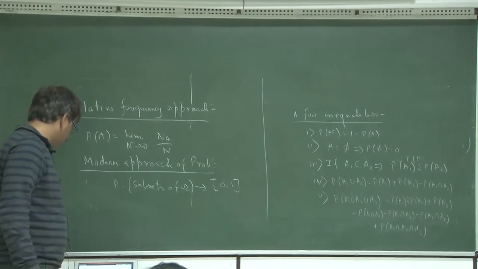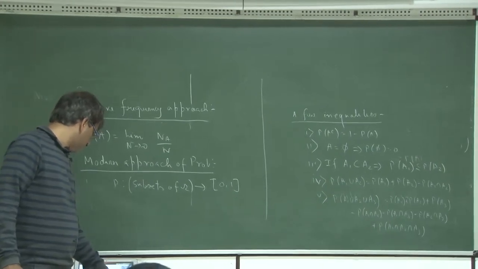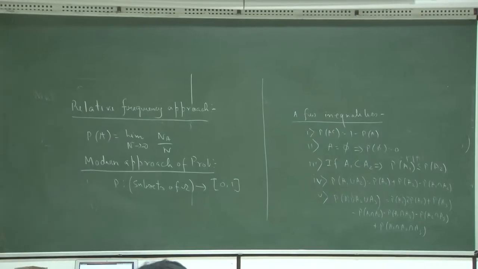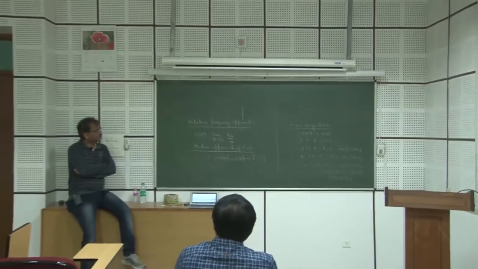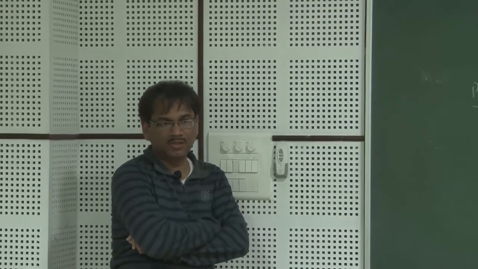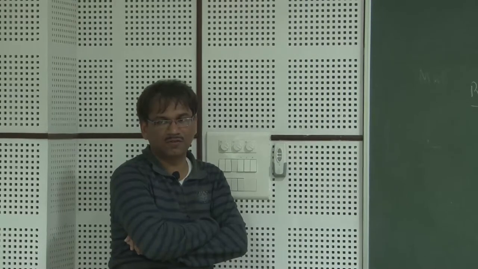Now I want to give a few more inequalities, like Bonferroni's inequality. The beauty of Bonferroni's inequality is this: in the definition of probability, whenever A1, A2, An are disjoint sets, probability of union of Ai equals the sum of the probabilities. When they are not disjoint, probability of union of Ai is less than or equal to the summation of probability of Ai. So you will always have an upper bound. If you want to know the lower bound, Bonferroni's inequality will give you an insight into what the lower bound can be.